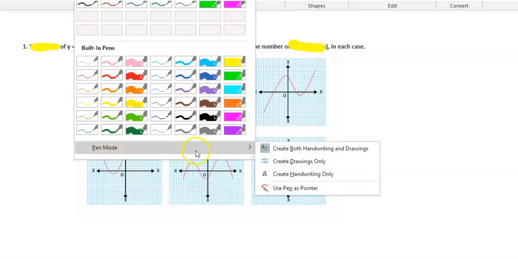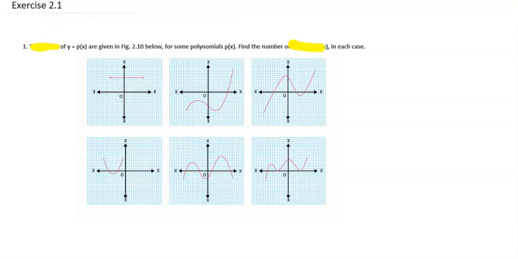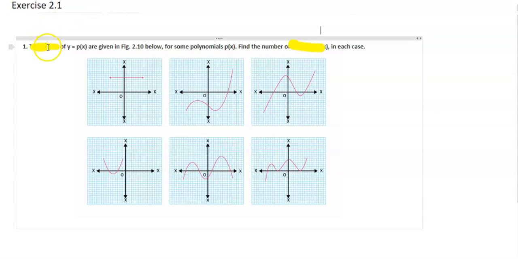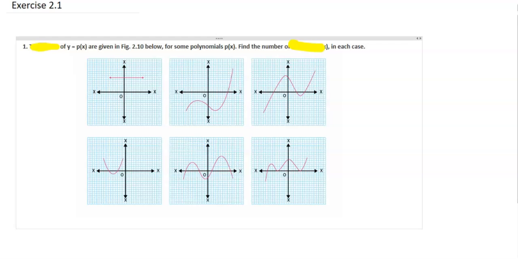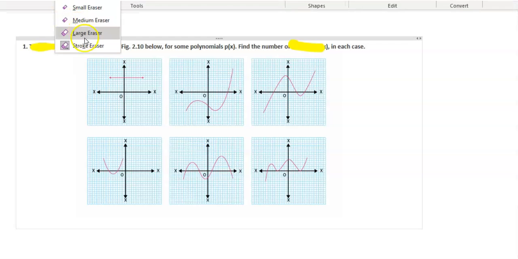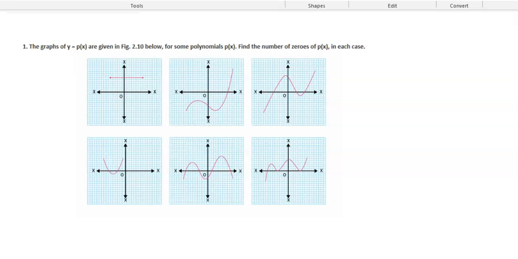Built in pens, these are pens, sorry. Okay, where is the highlighter? Okay, today we'll do with only pen.